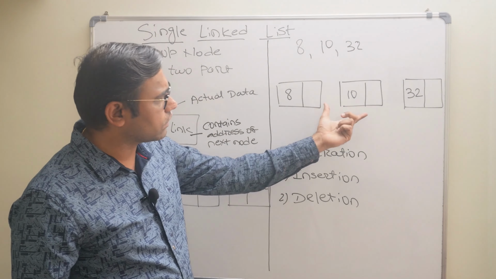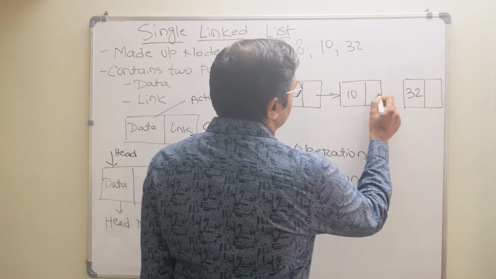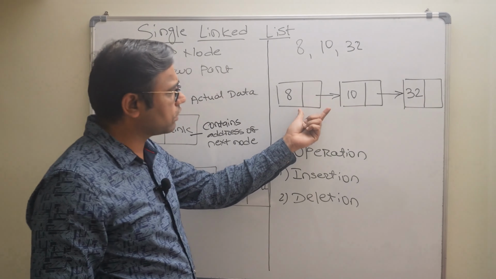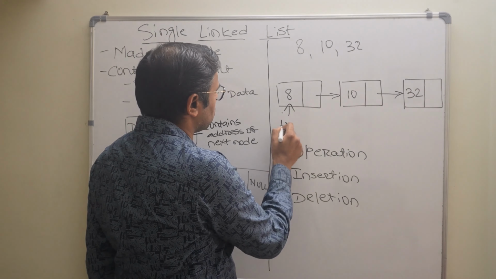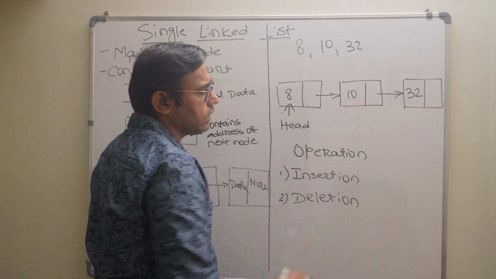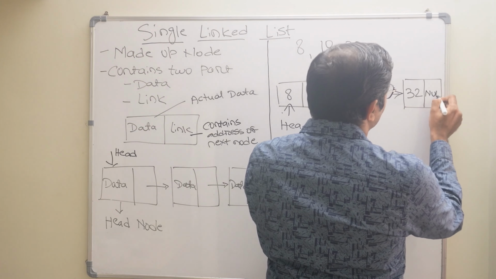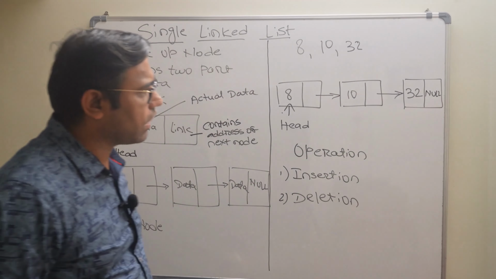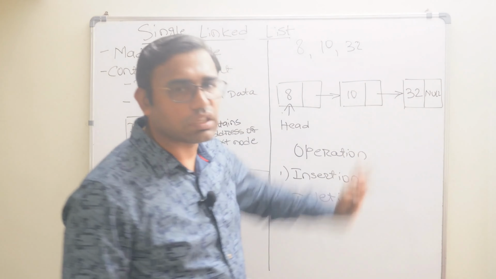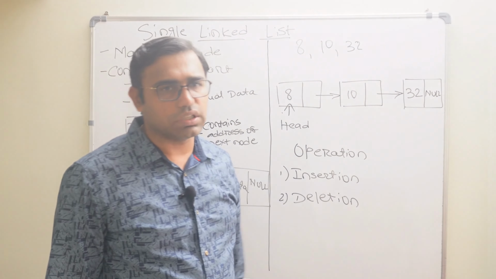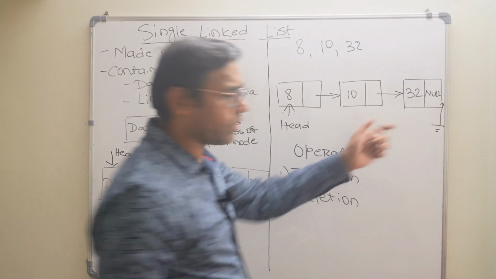Now how to connect these nodes? We have to connect them through the link part. Through the link part it will contain the address of the next node. This is called the head node. So this is how we can create the singly linked list structure. And if you look at the last node, its link part contains null because it is not pointing to anything. So we can also ground it. This is called ground.